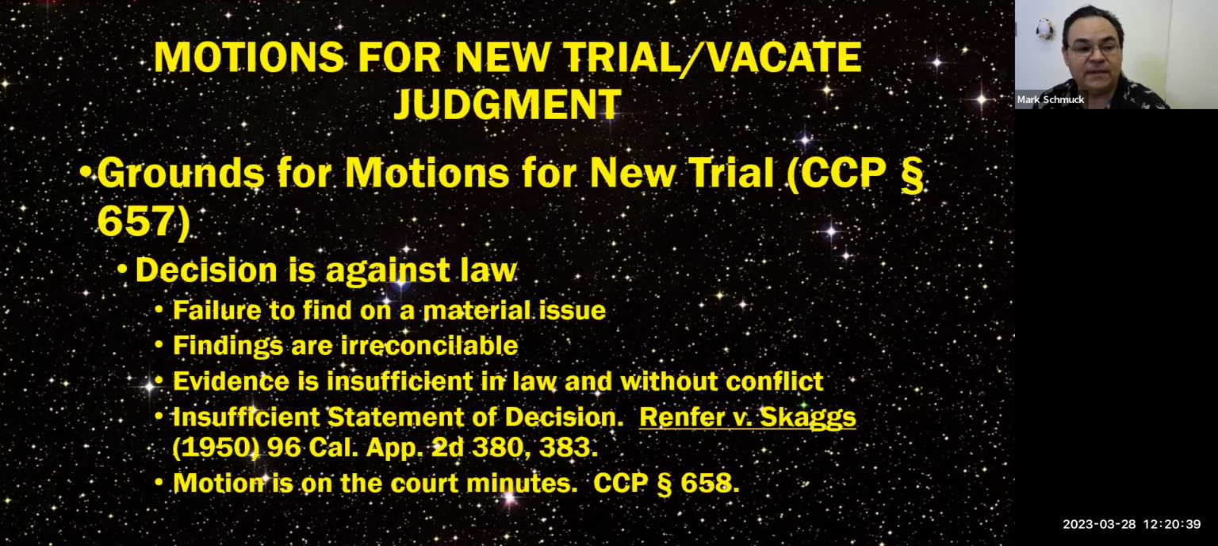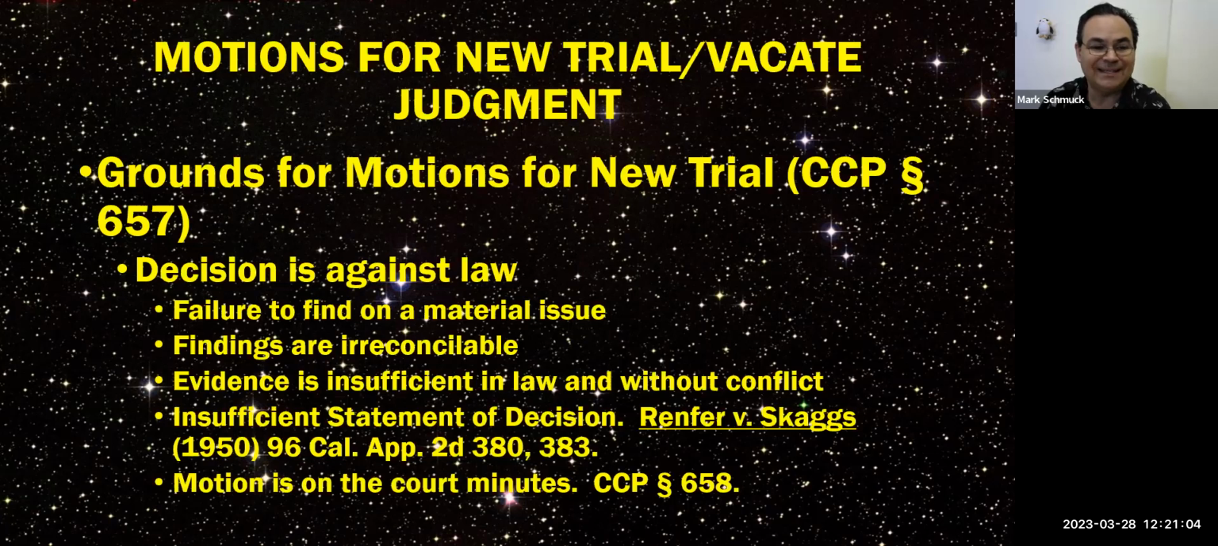Another ground would be that the findings of fact by the court are irreconcilable. For example, in a financial elder abuse case, the court finds that the defendant took property, but then later makes a finding that the defendant did not take property. That would be an irreconcilable conflict within the document, within either the statement of decision or the judgment.